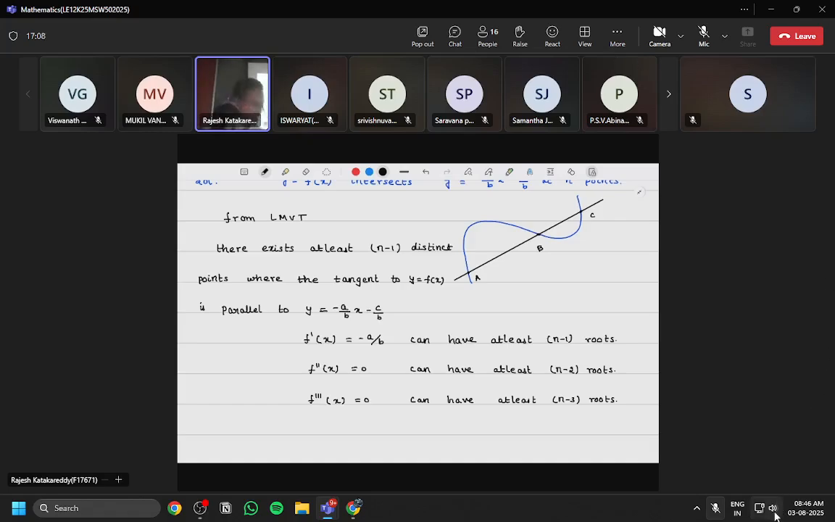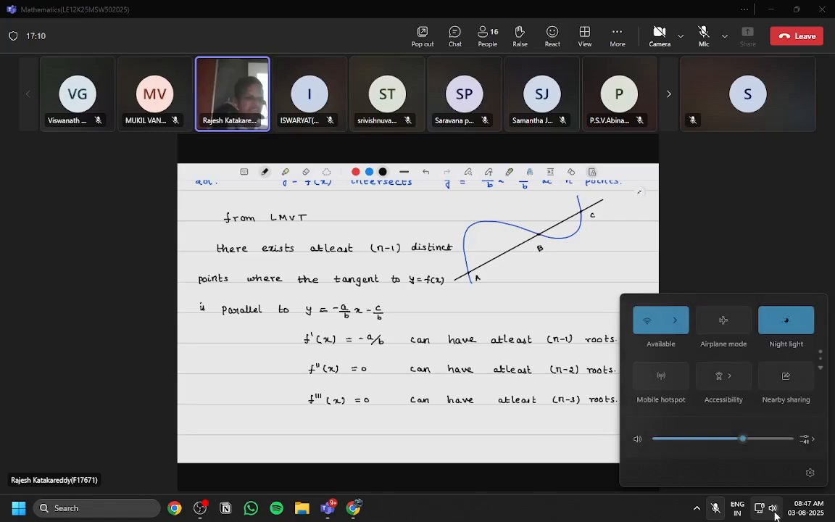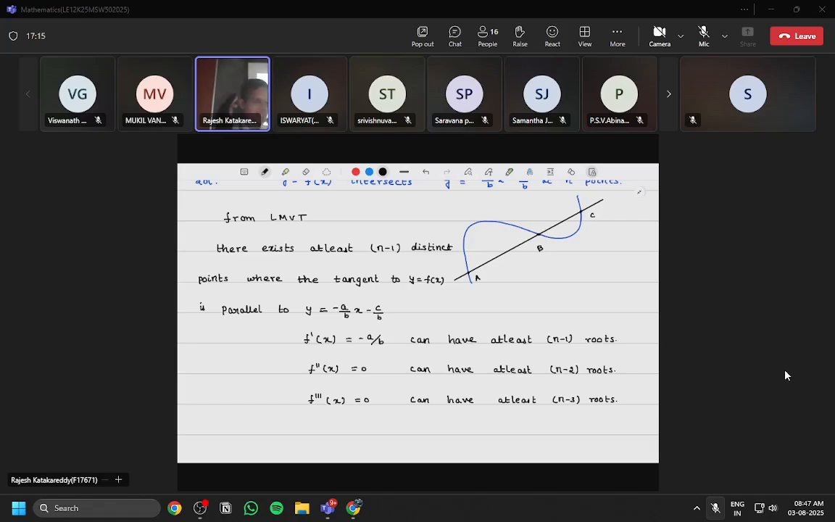Rolle said, if the function is continuous and differentiable in some interval, and f of a is equal to f of b, then there is at least one tangent parallel to the x-axis. So this is the function. For this function, you have n minus 1 points, where f dash of n1 is this one, f dash of n2 is also this one. In between n1 and n2, there will be at least one point where f double dash is equal to 0.